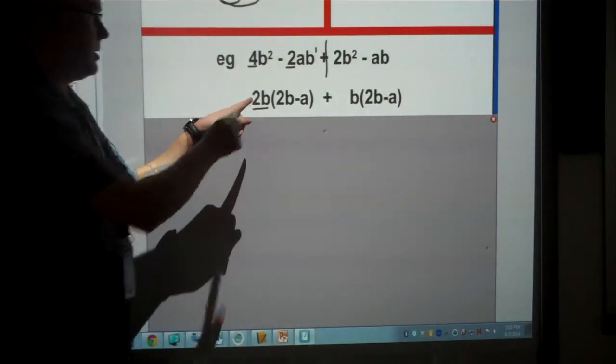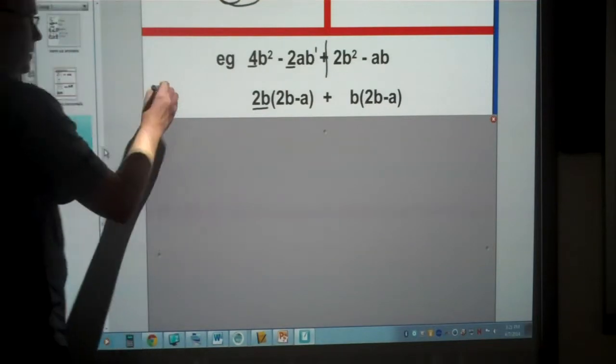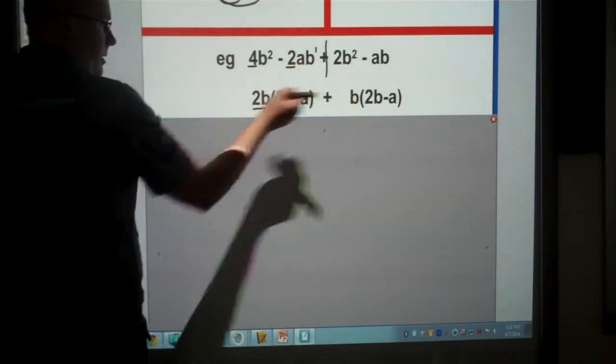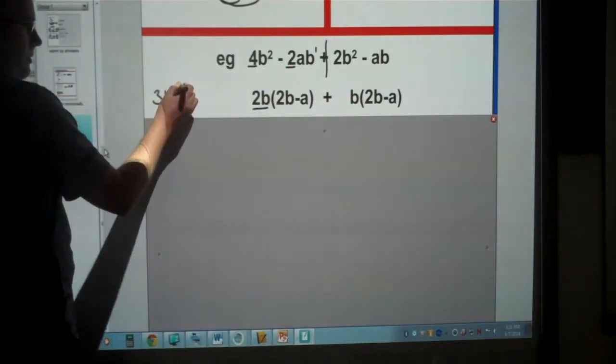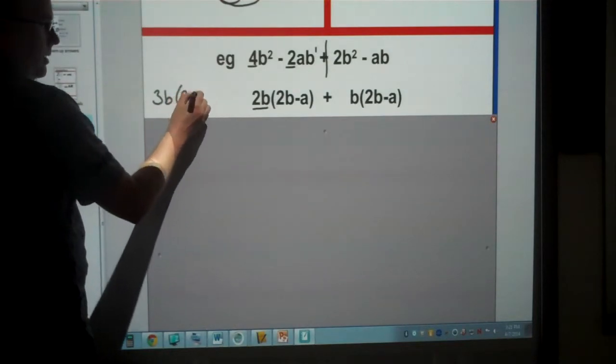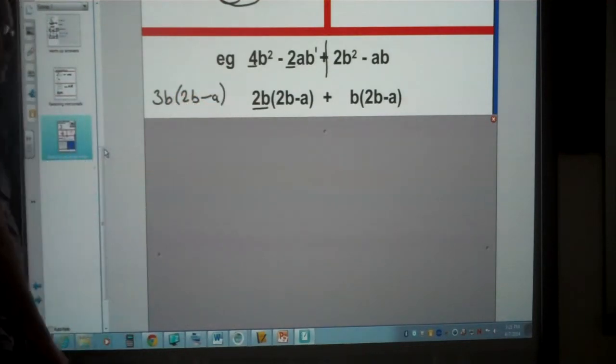Now for this one, they both have 2b minus a as a factor, so what do I have left? 2b plus b, so actually I can put 3b times 2b minus a.